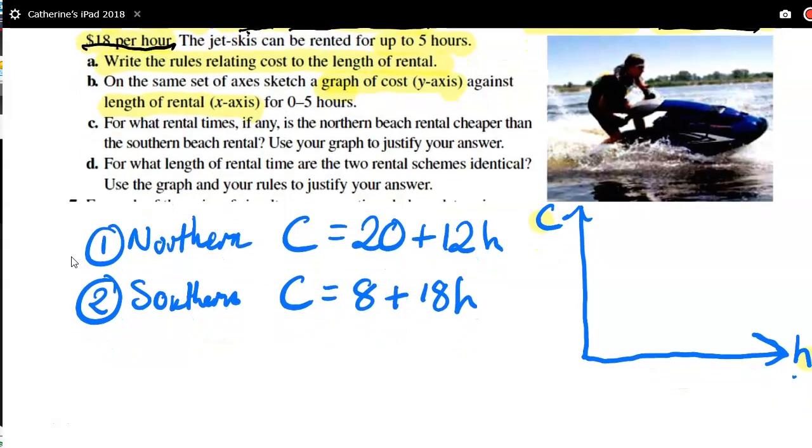Now see if you can do that question yourself. Now that I've set it up for you, can you do it yourself?